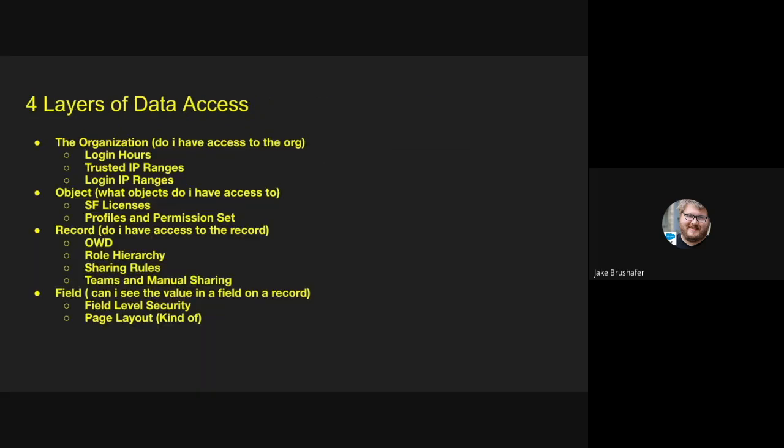So these are the 4 layers of data access. This is important to know because depending on where you're at in the test, they're going to dictate what's going on here. The organization layer, basically, do you have access to the org? So first, be a user.